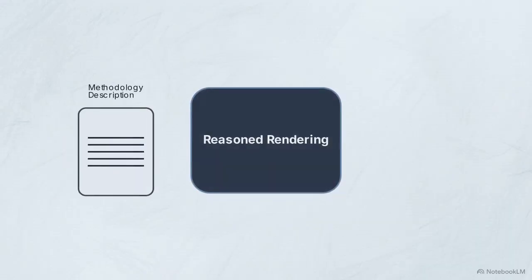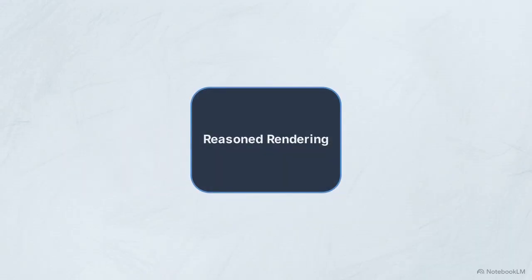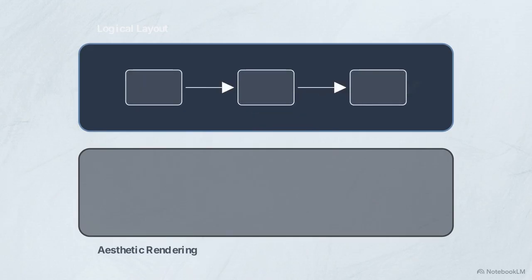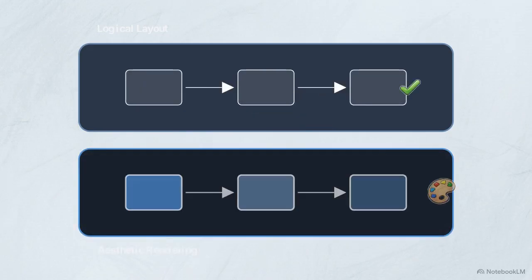The solution requires a structural division of labor. A new architecture, known as reasoned rendering, completely separates the logical layout planning from the aesthetic rendering phase. By defining the layout as a distinct computational step, the architecture targets the core cause of spatial errors. This separation allows the model to finalize the mathematical topology of the diagram before the pixel generator is even activated.